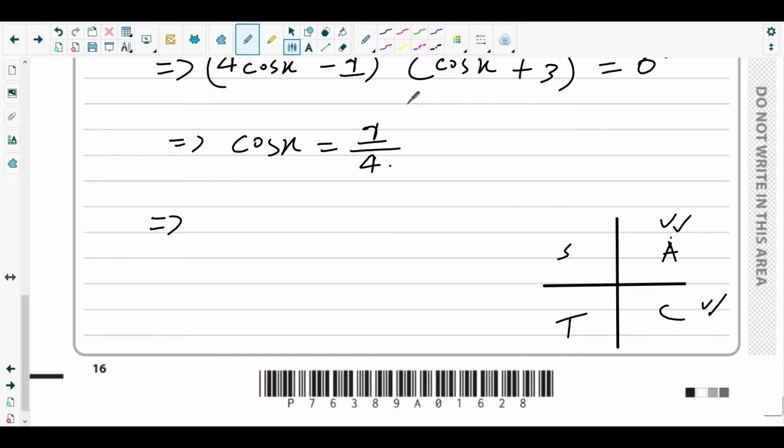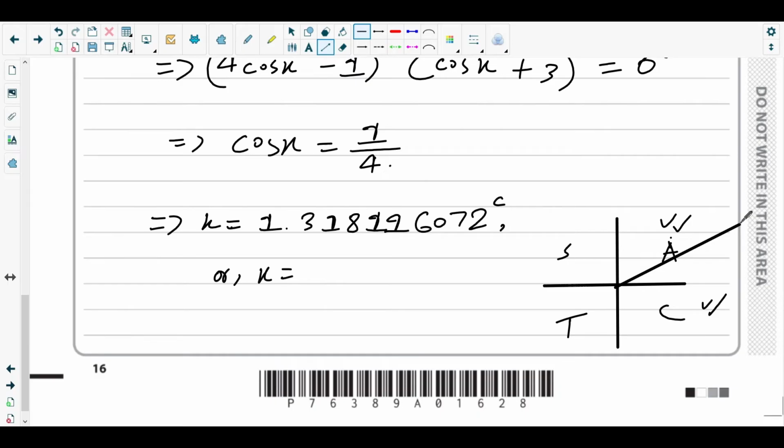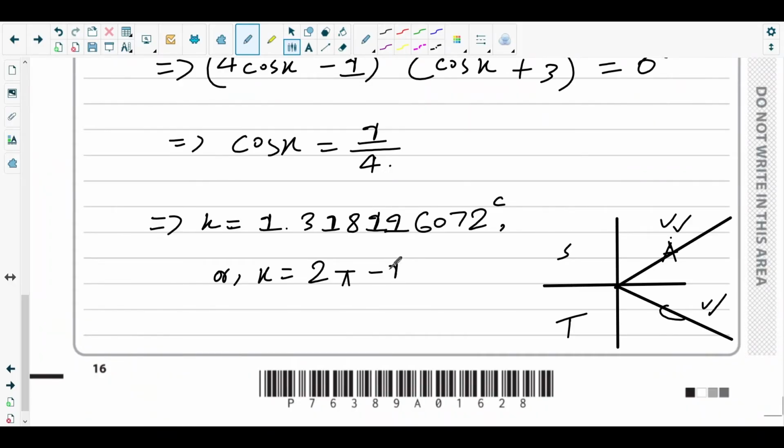So let's use the calculator. The calculator should be in radian mode, keep that in mind. So cos inverse of 1 over 4 is 1.318116072 radian. This is the one we got. Another one is 2 pi minus x, that is, 2 pi minus the one we got earlier, 2 pi minus 1.318 radian.